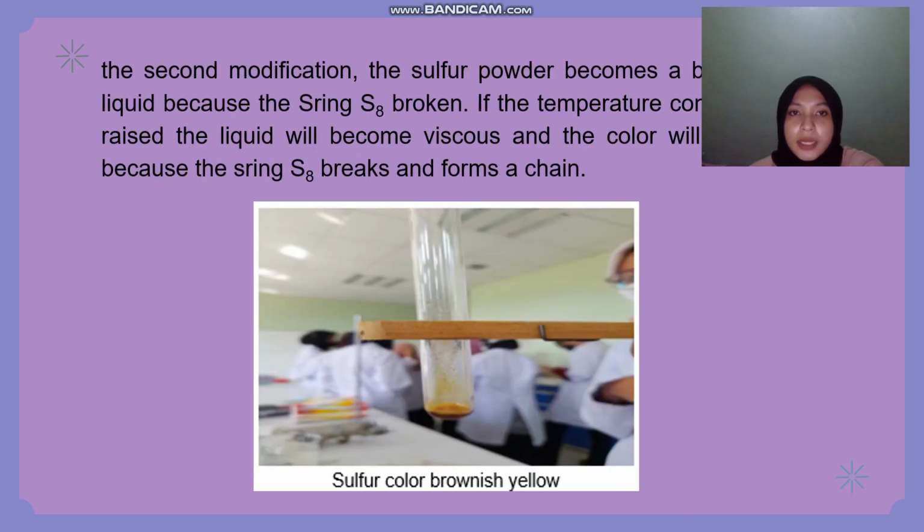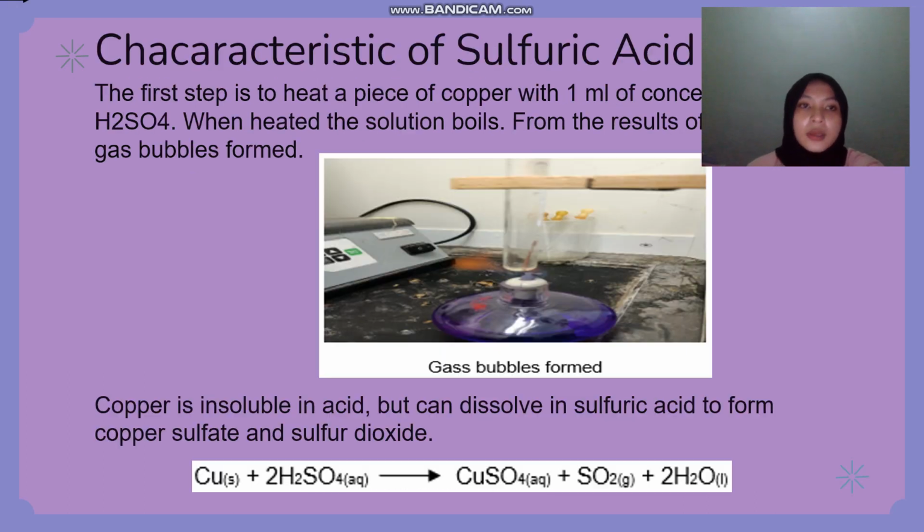The second modification: the sulfur powder becomes a brown yellow liquid because the S8 ring is broken. If the temperature continues to be raised, the liquid will become viscous and the color will turn darker because the S8 ring breaks and forms a chain. Sulfur color brownish yellow. Characteristic of sulfuric acid.